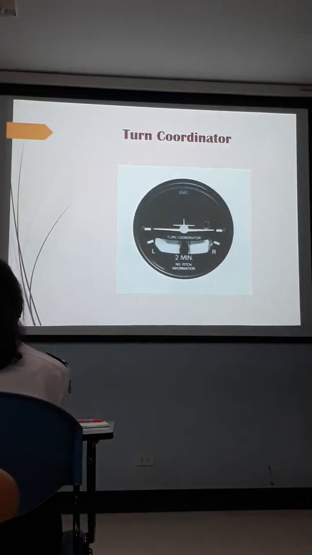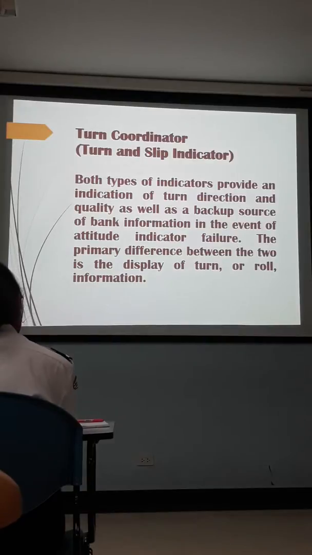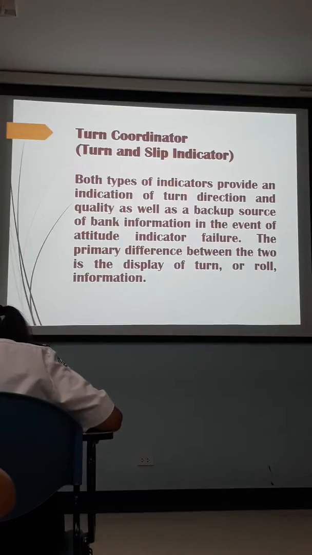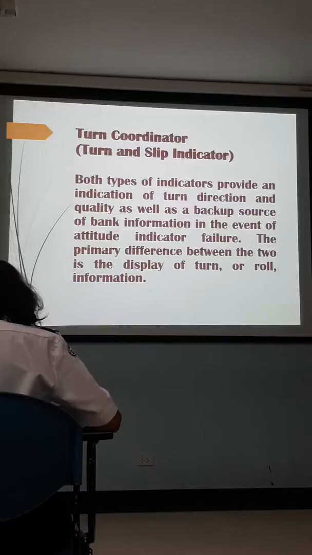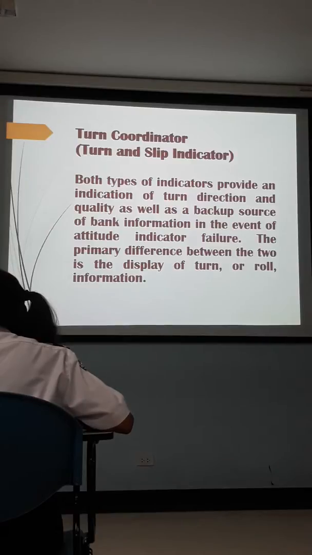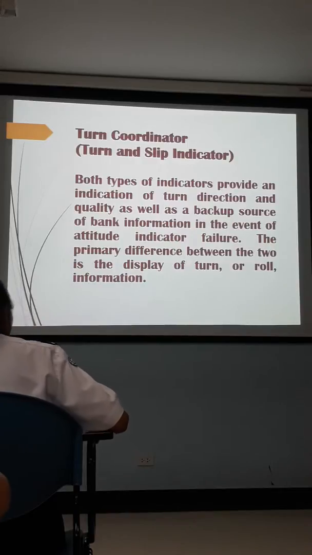Okay, this is called turn coordinator or rate of turn. Both types of indicator provide indications of turn direction and quality, as well as backup information of bank information in the event that the attitude indicator is damaged. The primary difference between the two is the display of turn or roll information.